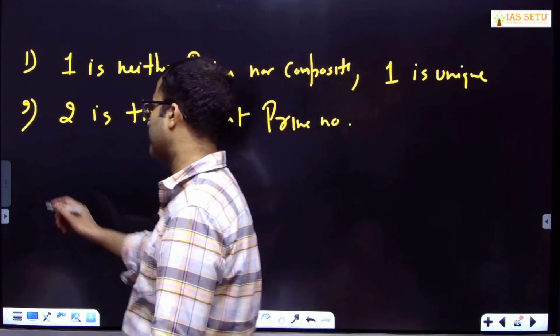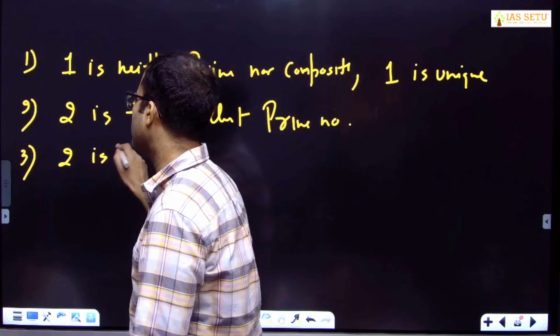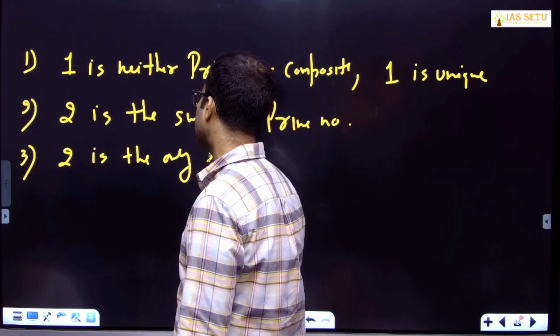Now the third property. 2 is the only even prime number.